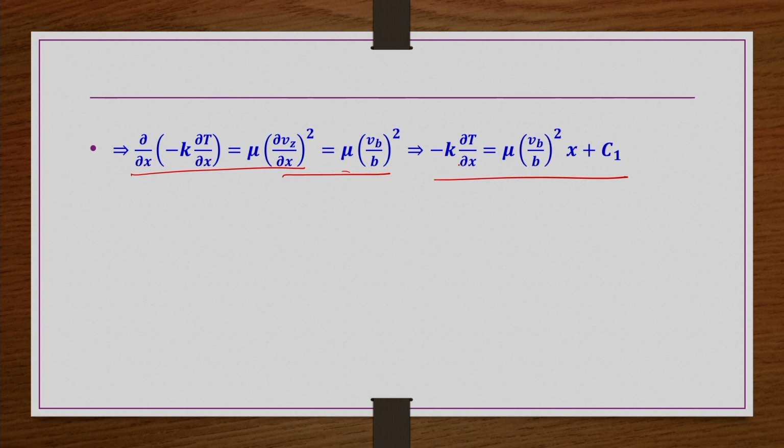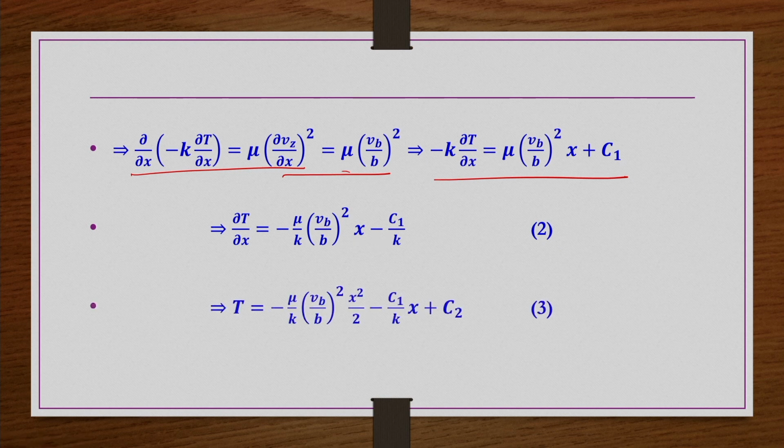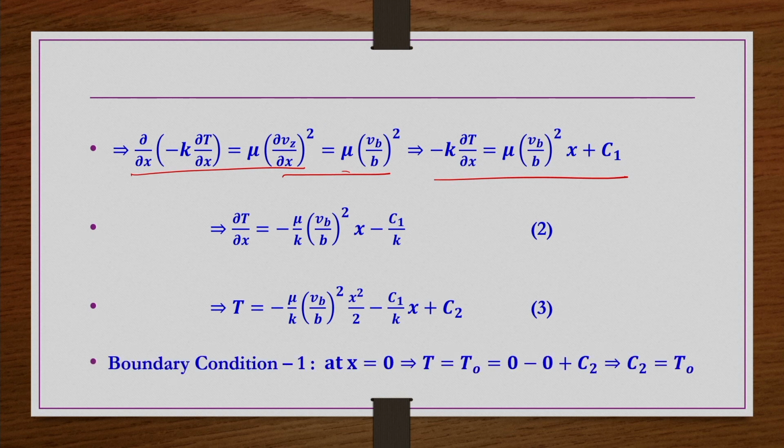Then we take this minus k to the right hand side, then we have dou T by dou x is equal to minus mu by k Vb by b whole square x minus C1 by k. On integration, T is equal to minus mu by k Vb by b whole square x square by 2 minus C1 by k x plus C2. Now, the first boundary condition at x equal to 0, T is equal to T naught. So, 0 minus 0 plus C2, that is C2 is equal to T naught.